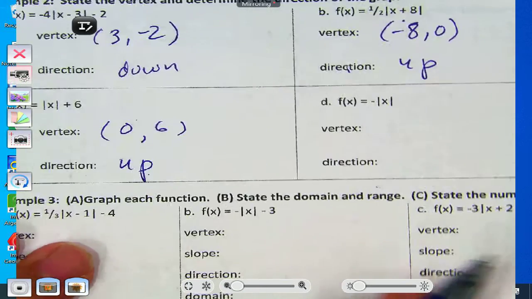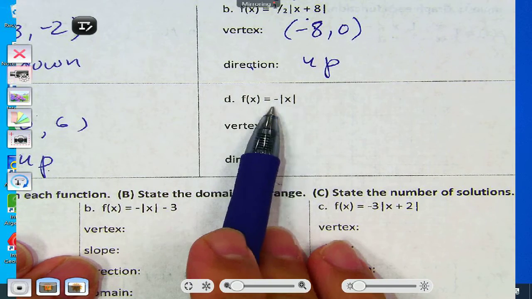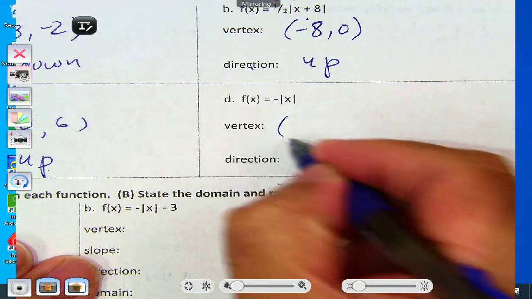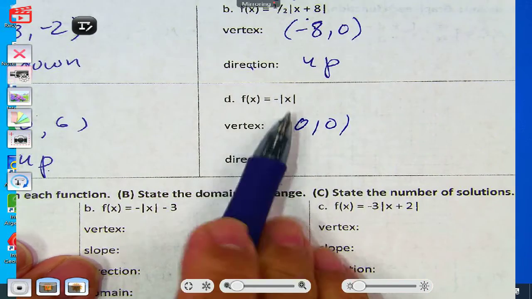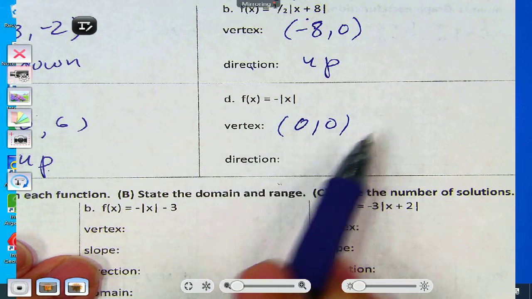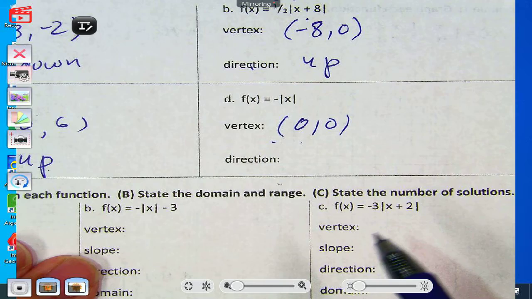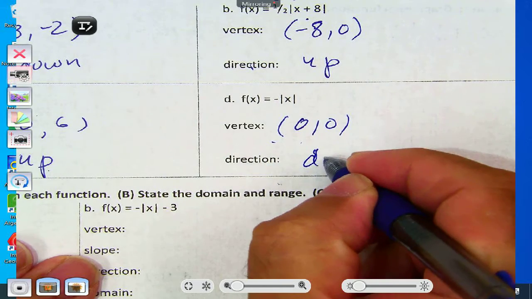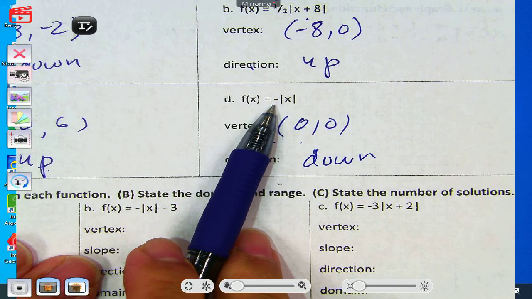And then D, there's a negative sign up front, but what about the vertex? What's the vertex? 0, 0, right? Nothing's being added inside, there's nothing being added outside, so it's 0, 0. And the direction is down. How is it down? Because there's a negative sign outside, or you can think of that as being a -1 outside. So A is equal to -1.